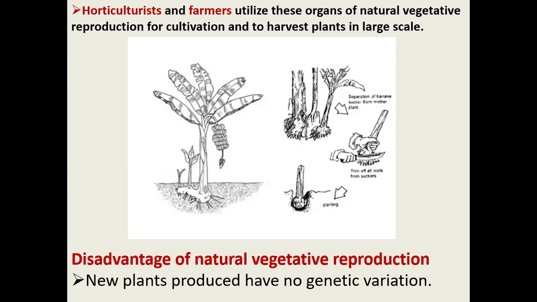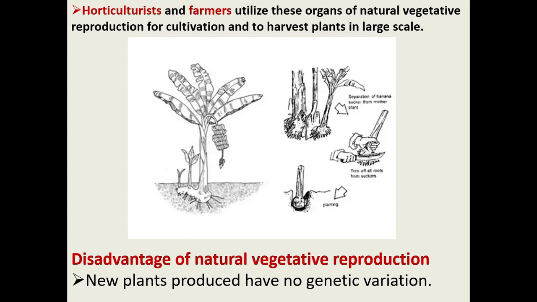Let's see, horticultural farmers utilize these organs of natural vegetative reproduction for cultivation and to harvest plants on a large scale. You see the pictures, the rhizomes of Musa paradisiaca, which develop just below the ground level. The underground rhizome gives a new plantlet, even while attached to the parent plant. So the farmers and horticulturists cut off these propagules from the parent plant and plant them in a separate, new place, and then it gives a new banana plant.